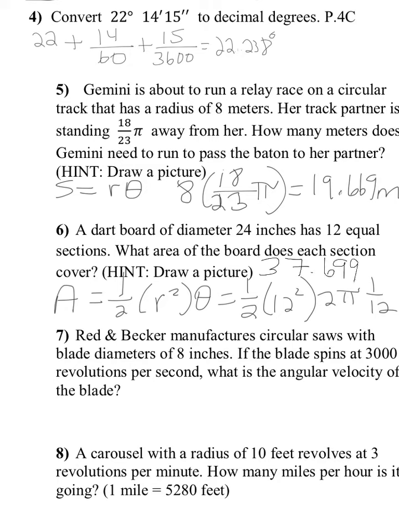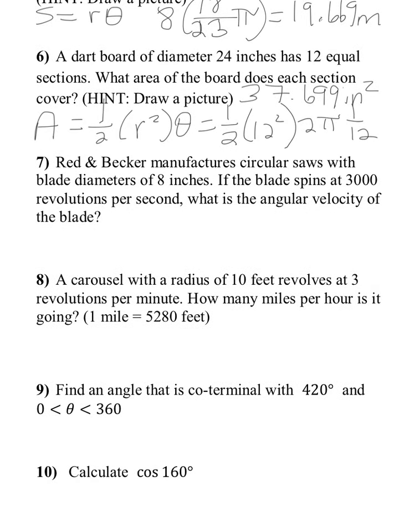37.699 inches squared. All right, in the next word problem, we have Redenbecker manufactures circular saws with a blade diameter of 8 inches. If the blade spins at 3,000 revolutions per second, what is the angular velocity of the blade? Well, this question specifically asks for angular velocity, so we're going to use our angular velocity formula.